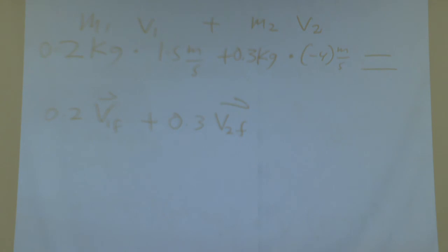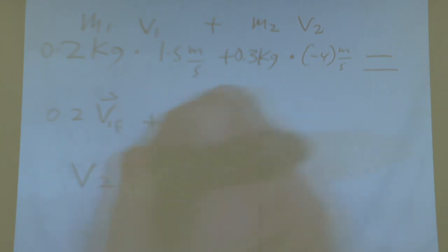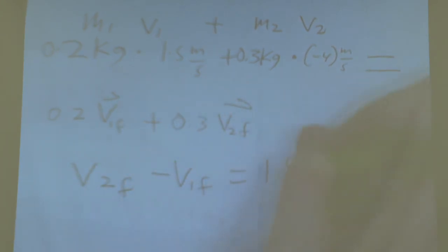No. So there's a thing called a relative velocity equation. You might not know what this is. Don't worry too much about it. v2f minus v1f is equal to 1.9. Okay? So once we have this, if you don't know where this came from, what?